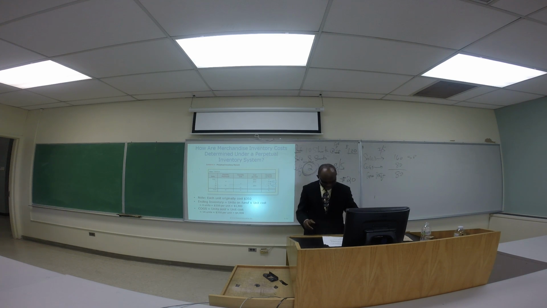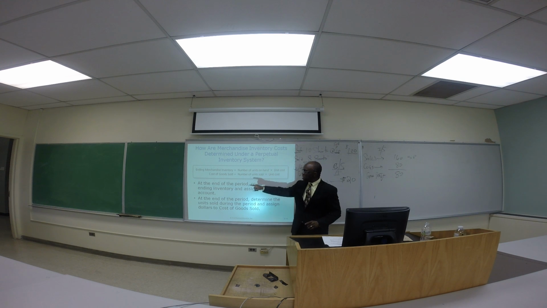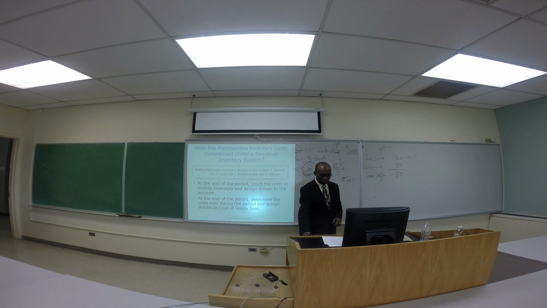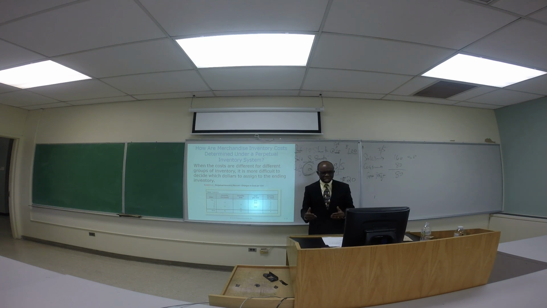Okay, now the last time, in wrapping up part 1 of the presentation, we talked about the importance of determining ending merchandise inventory and cost of goods sold. Now, this slide basically summarizes everything that we discussed in terms of cost of goods sold and ending inventory. Now, moving along, how are merchandise inventory costs determined under a perpetual inventory system is still the question.